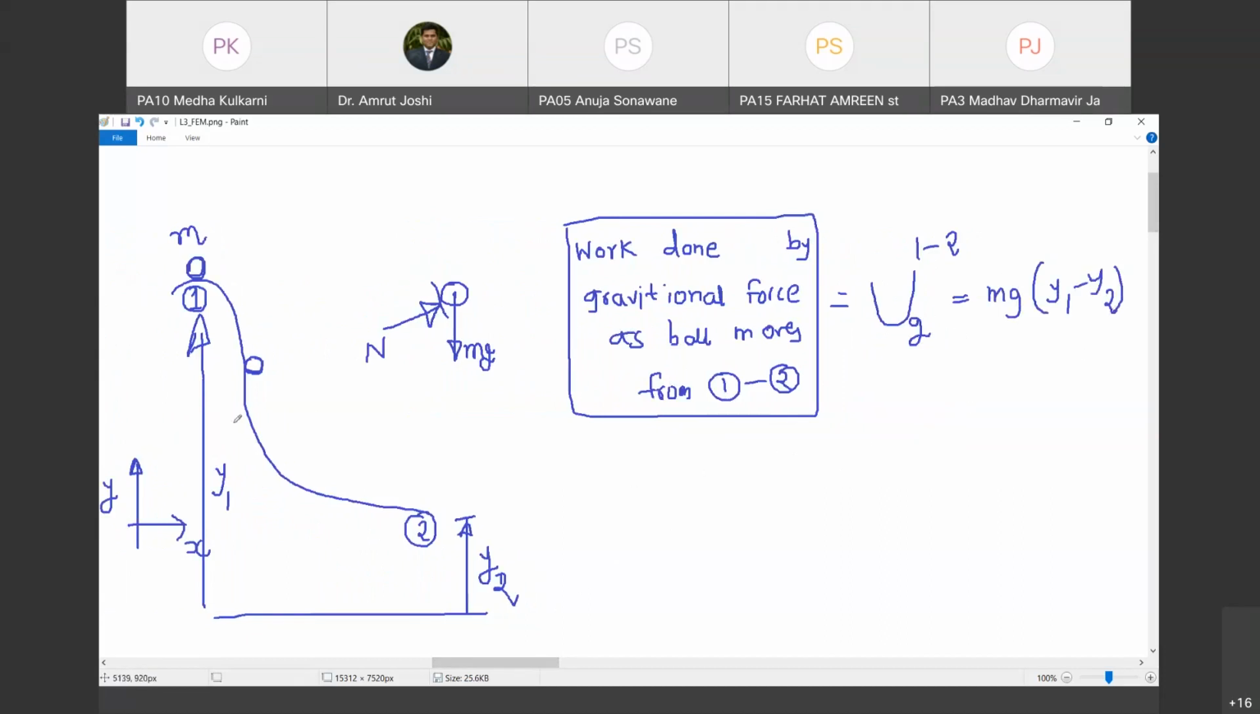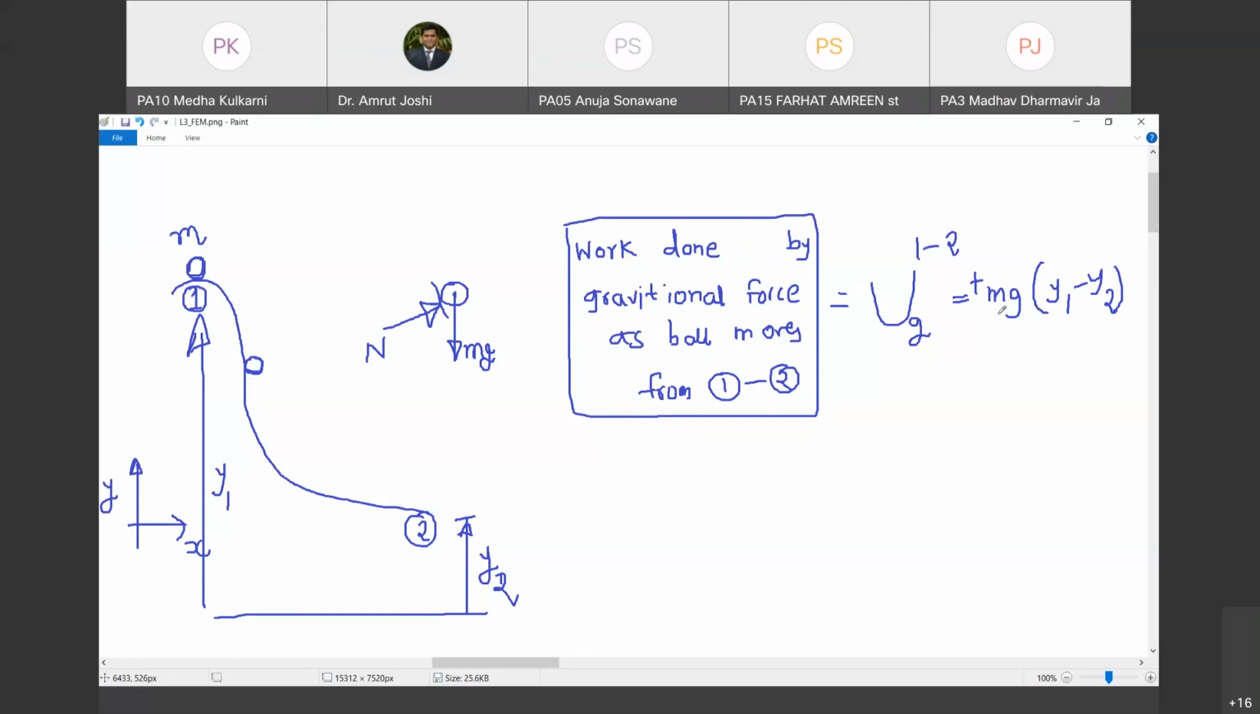Yes sir. As y2 is below y1, the mass is moving in the downward direction. It is moving in the direction of mg. Therefore work done is positive. If y2 had been above y1, this sign would automatically have been negative and the work done would have been negative because it is against gravity. Are you with me? Yes sir. So the work done by gravitational force in moving the ball from 1 to 2 is given by mg (y1 minus y2). Do you agree with me?